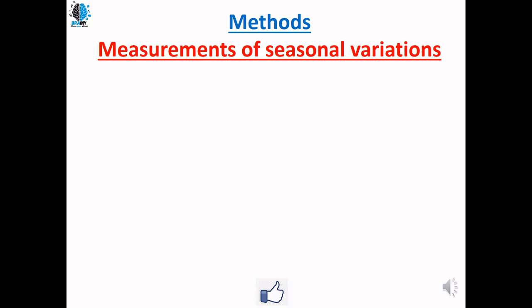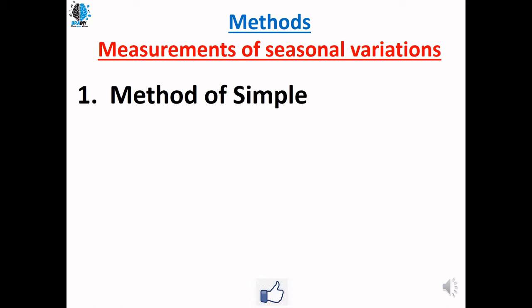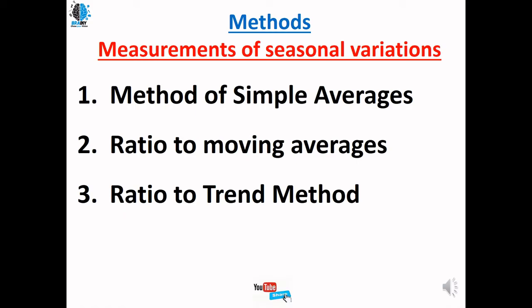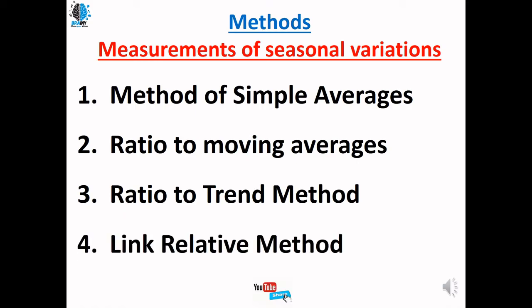So let's see what the different methods are for the measurement of seasonal variations. The first method is the method of simple averages. Next is the ratio to moving averages method. Next is the ratio to trend method. And the last is the link relative method. This link relative method is our topic today. In this video, you will be learning about the link relative method. This is a very important method as well as the last method of measurement of seasonal variation. So let's start.